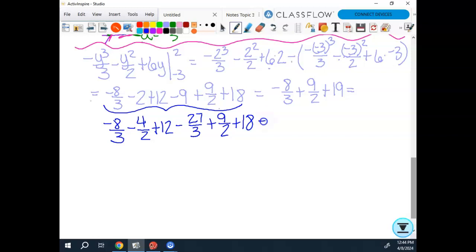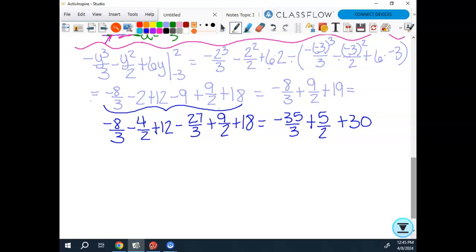So now I'm going to combine things a little bit at a time. Negative 8/3 and negative 27/3 becomes negative 35/3. Am I right? Okay. Negative 35/3. Then I have negative 4 halves and 9 halves. That's going to become plus 5 halves. Please stop me if any of that's wrong. And then plus 30. Now, I'm still at the same spot, but my numbers are better, and some of my fractions are already semi-combined, right? Am I still going to have to get a common denominator of 6?